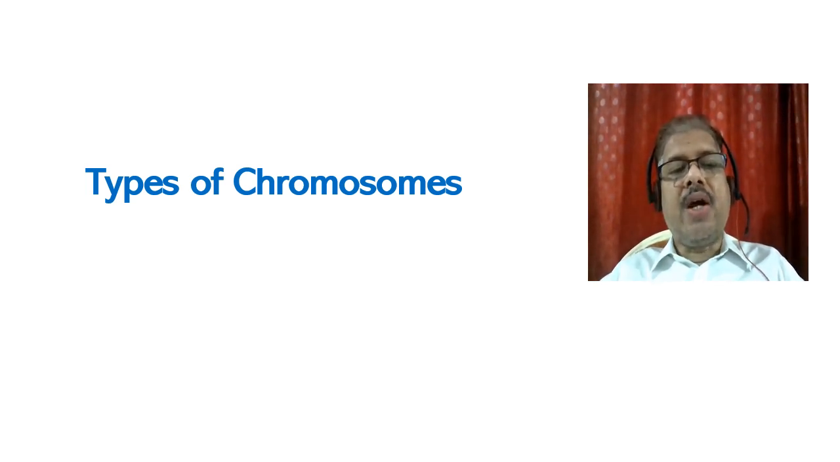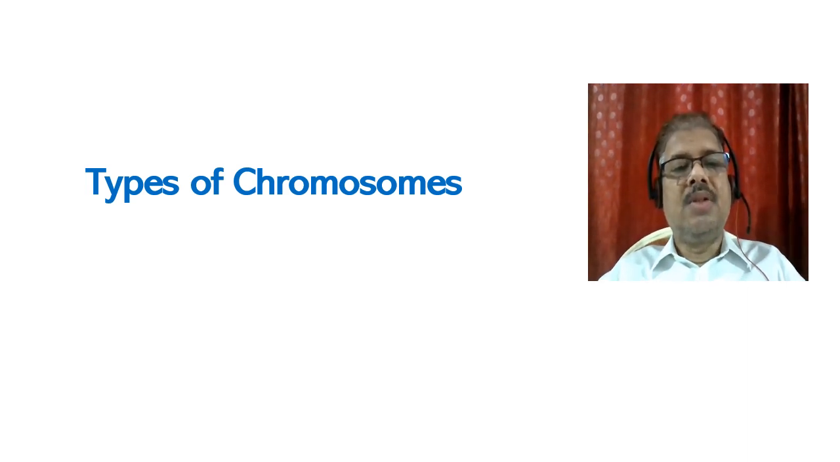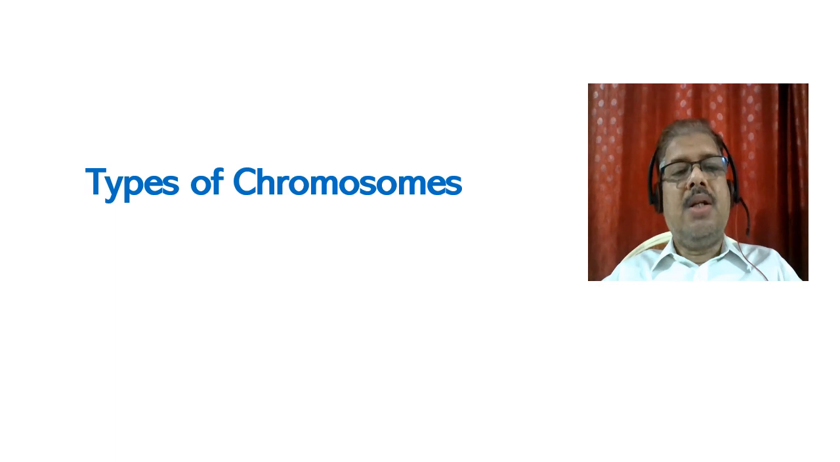There are various factors based on which the chromosomes have been classified. For example, based on the function. Secondly, based on the number of centromeres present. And thirdly, based on the location of centromere. And another aspect is on holocentric chromosomes.